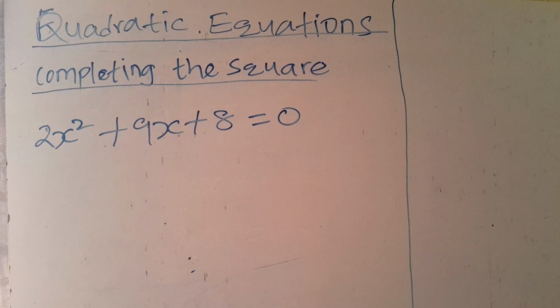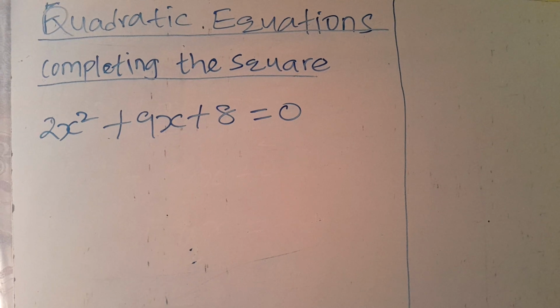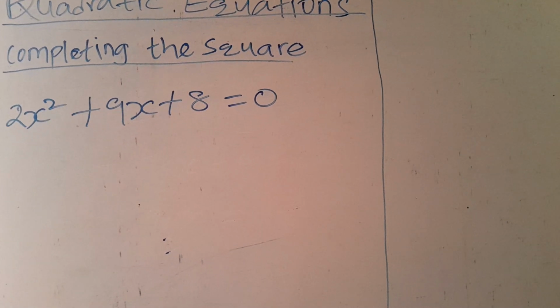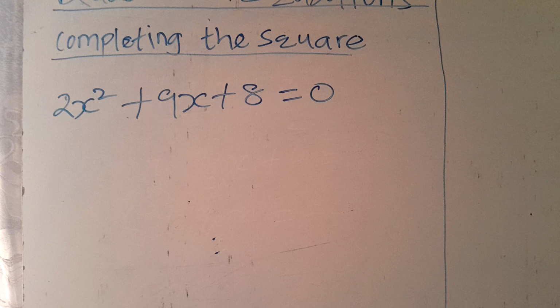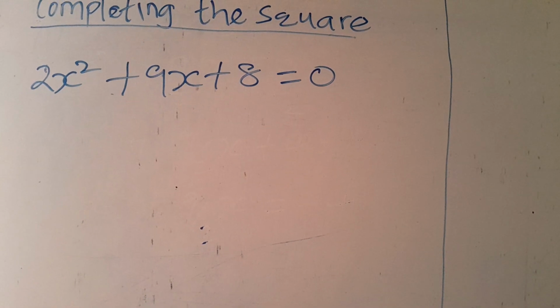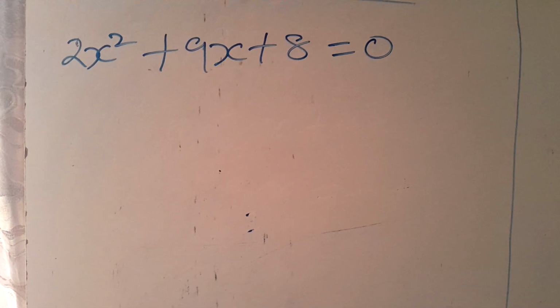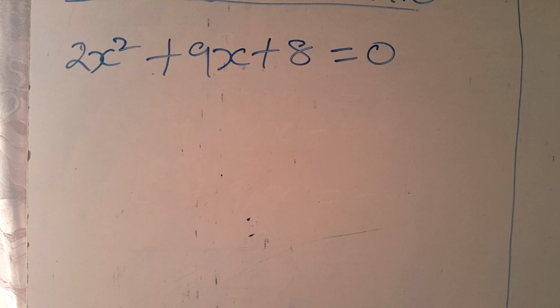Good morning. Today we want to look at completing the square as a means of solving quadratic equations. Earlier on we had looked at factorization as a means of solving quadratic equations. You can go back to the previous video and check on that. Now we have an example: 2x squared plus 9x plus 8 is equal to 0.